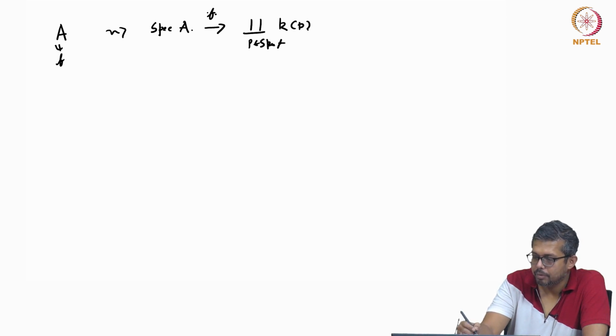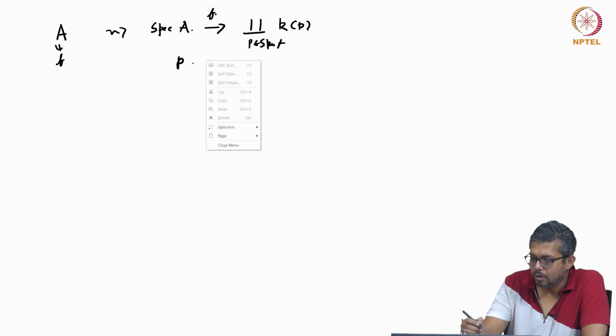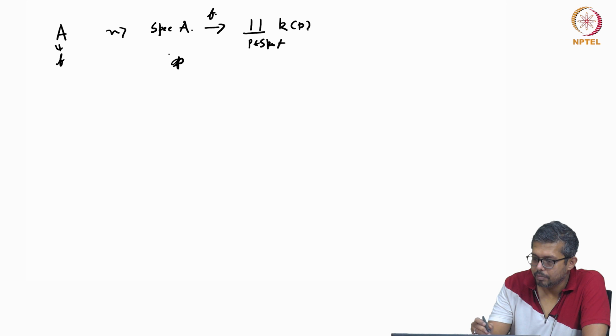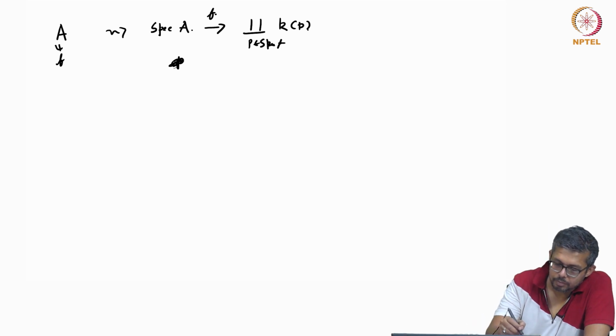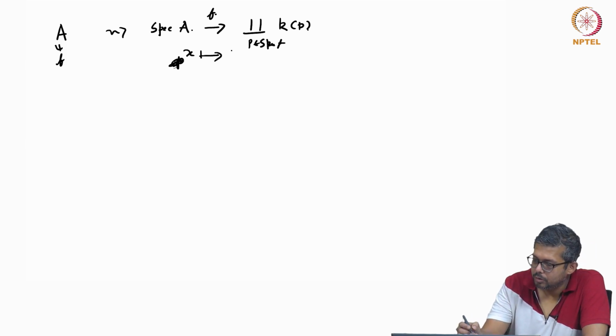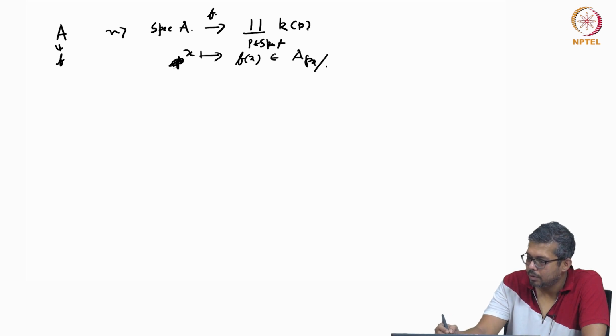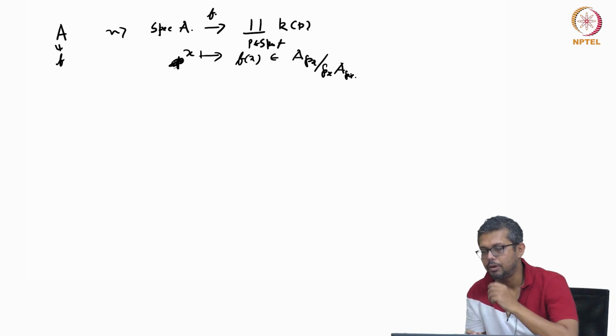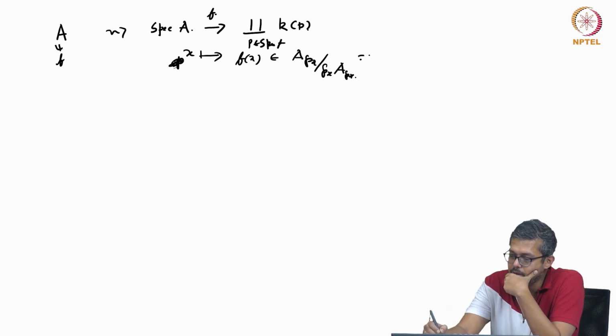say F, which takes, at the point P, or at the point X, it is going to f of x, which takes values in A_p x by p_x A_p x, right? The quotient field. This is your k(x).